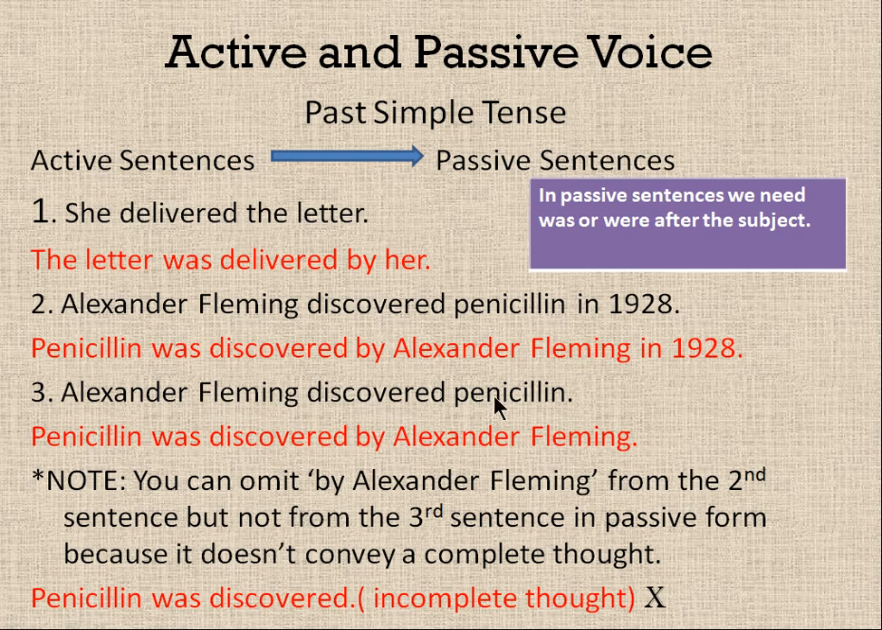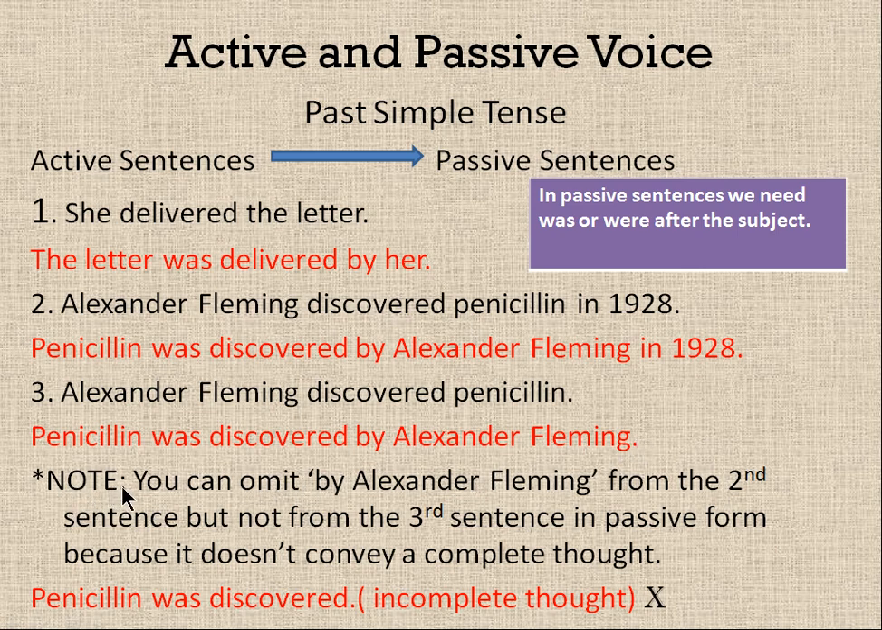Look at sentence number 3. Alexander Fleming discovered penicillin. I have given this sentence on purpose. Why? Because sometimes when we remove by and the subject of the active sentence from the passive form, it doesn't give complete meaning. For example, if I say penicillin was discovered, it doesn't give us complete meaning. We need to know who did it or when it happened. So penicillin was discovered by Alexander Fleming. This will be a complete thought.